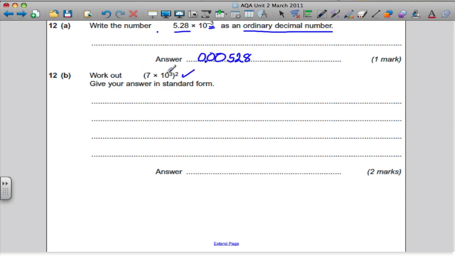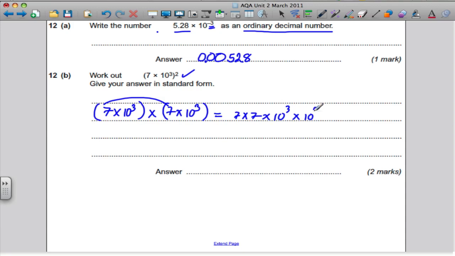Okay, work out the following. 7 times 10 to the 3, all squared. Well, that means, by definition, 7 times 10 to the 3 times 7 times 10 to the 3. We can do multiplication in any order. So in particular, why don't we do the 7 times the 7, and then we'll do the 10 to the 3 times the 10 to the 3. 7 times 7 is 49. 10 to the 3 times 10 to the 3 is 10 to the 3 plus 3, which is 10 to the 6.